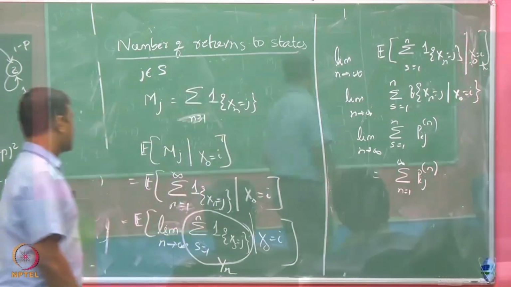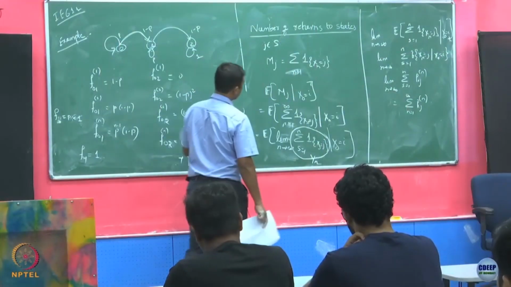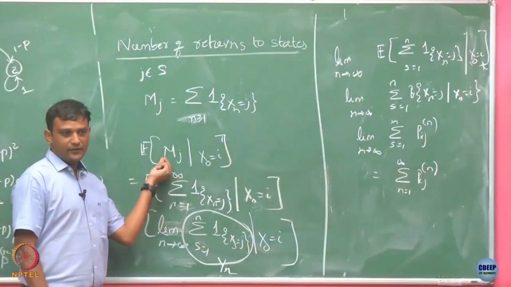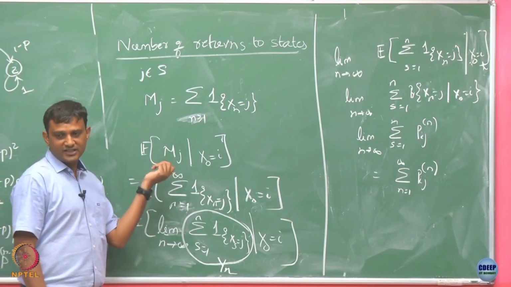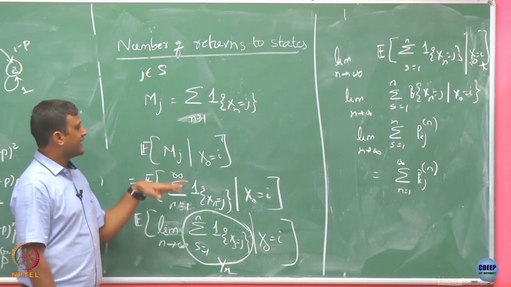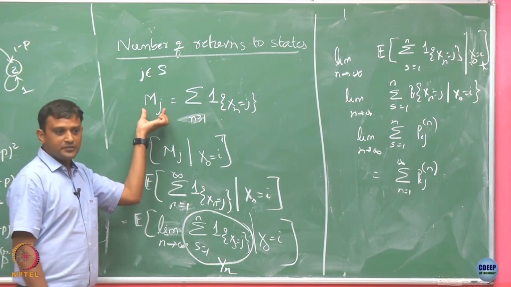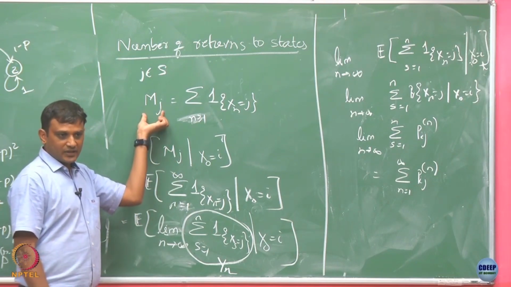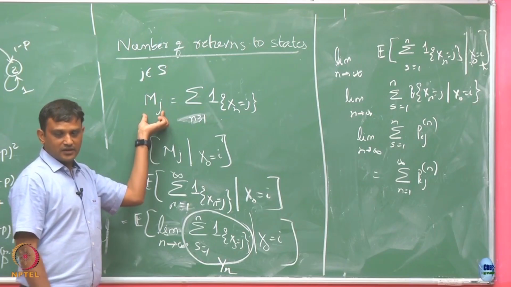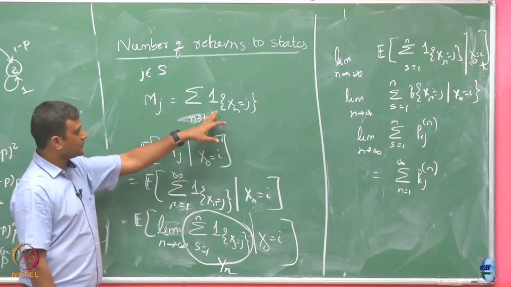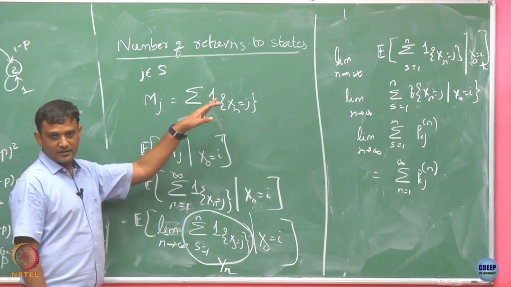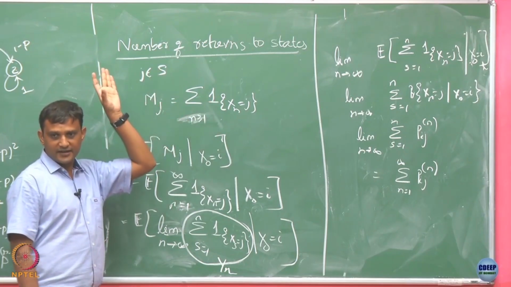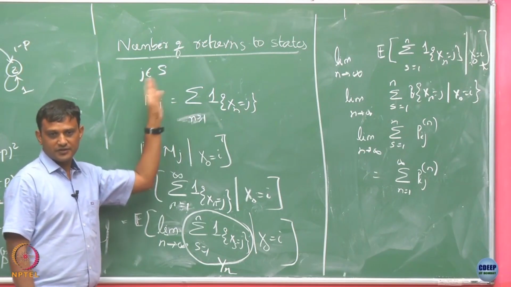Let's stop here, next class. What we have just done is write the expected value of this mj. In the next class we will also try to see if we can derive the distribution of mj itself. mj is the random variable here which takes any value between 1, 2, 3 up to infinity, right? So how do we find its distribution? We will see that in the next class.